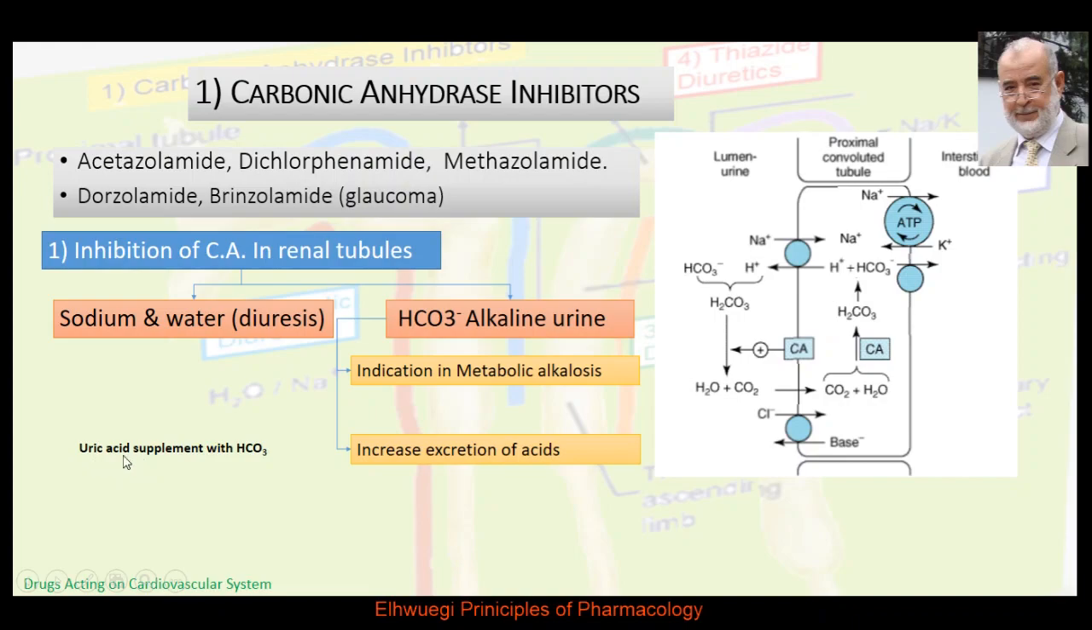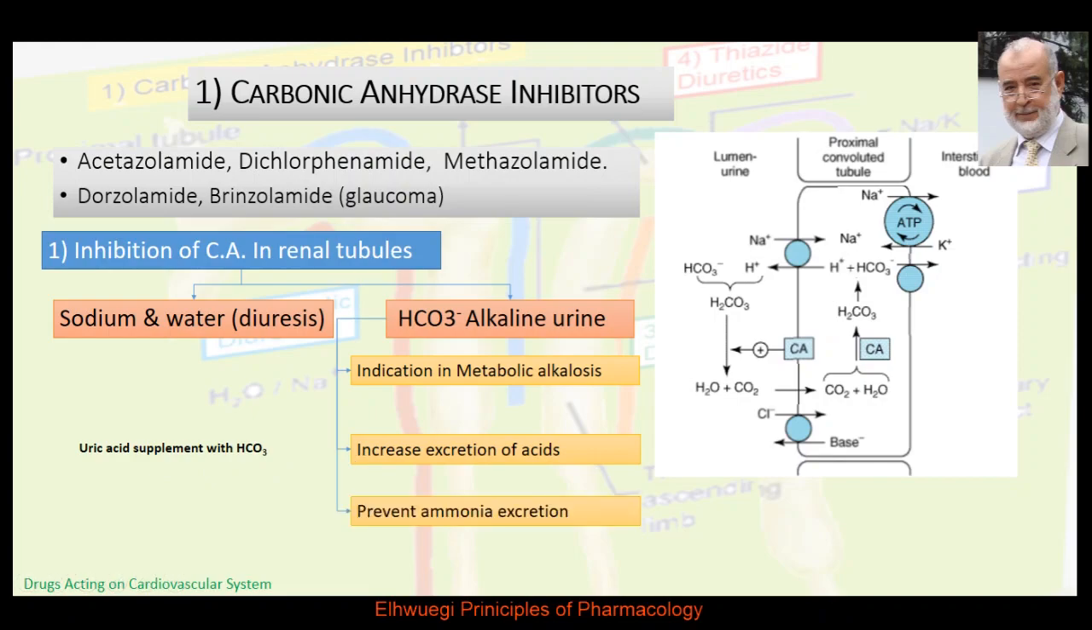Therefore, this is an application. Acetazolamide is given in cases of hyperuricemia, because it will increase the excretion of uric acid. In this case, it is given with bicarbonate because after certain doses, depletion of bicarbonate will take place. So usually acetazolamide is given with a bicarbonate supplement to increase the excretion of uric acid. Okay, so this is another application.